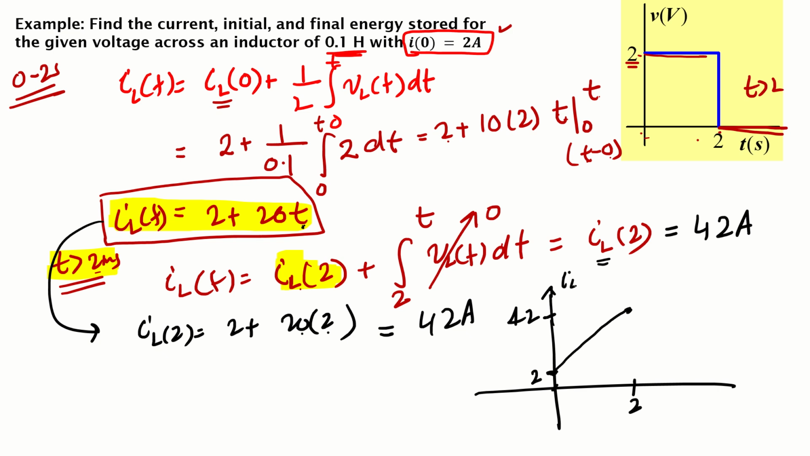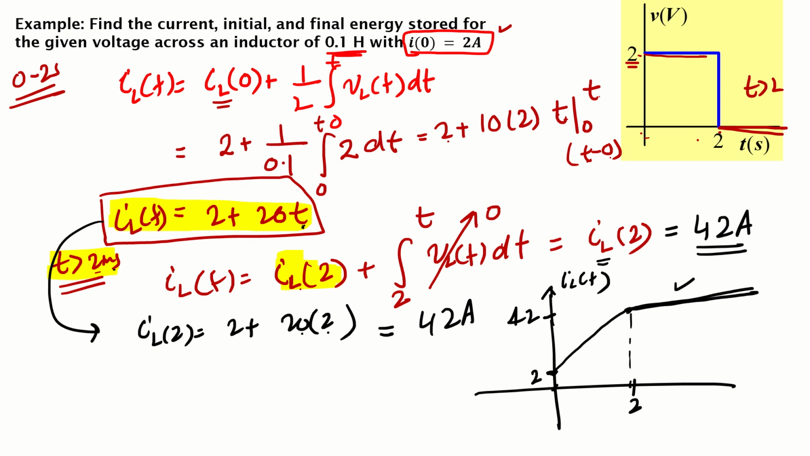So this is basically the current. Then for t greater than 2, the value is always 42 milliampere. So if I go beyond 2, the current will always be 42 milliampere, just a straight line. So that will be the current waveform for this particular case.